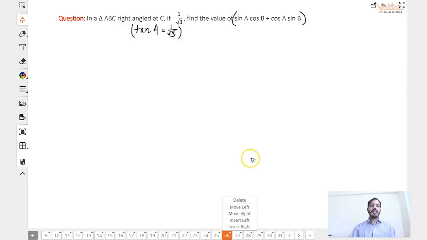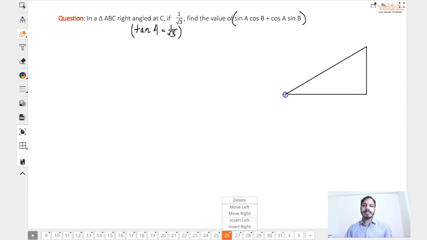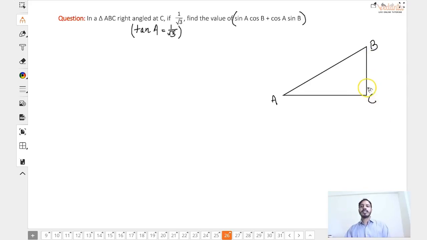Now let us see what type of questions you might get. For example, they say that ABC is a right angle triangle. So let me draw a right angle triangle quickly, and they're saying that tan of A is 1 by root 3. So what is tan of A? First of all, you need to know. Say ABC is a right angle triangle at C. That means this is A, this is B, and this is C. That means C is 90 degree, right?